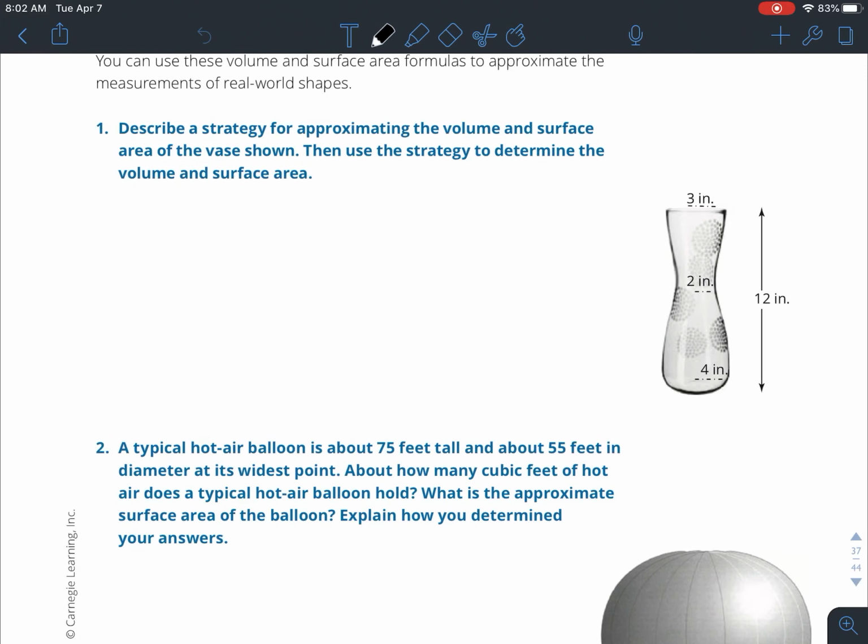Describe a strategy for approximating the volume and surface area of the vase shown. Then use the strategy to determine the volume and surface area. So if we're looking at this vase on the right hand side, we could say that the upper and lower portions, so about here to here and here, would be very similar to a cylinder.